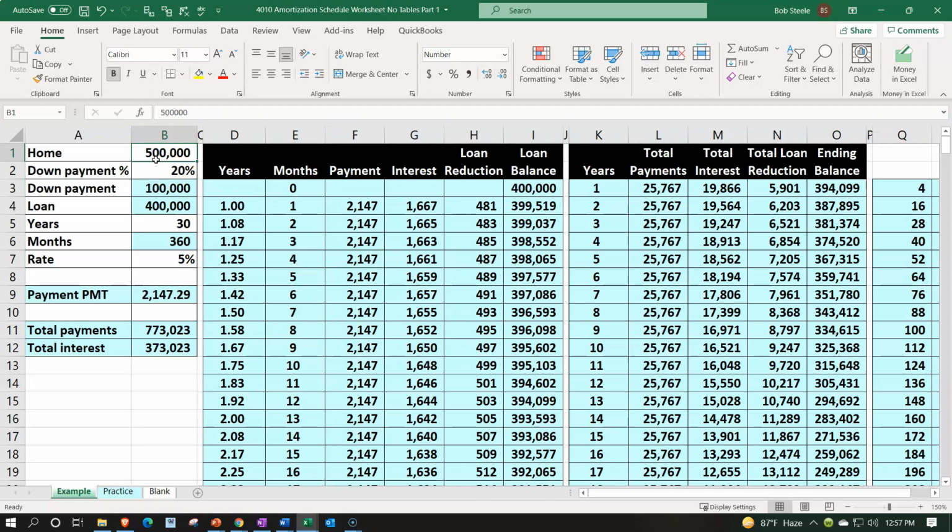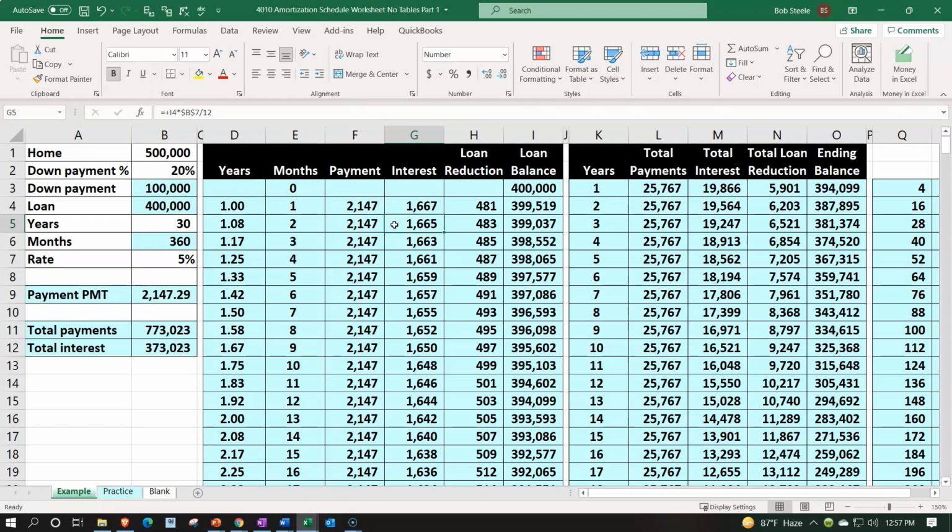right automatically. And that allows us to have a worksheet to run different scenarios, so we could change things such as the home value, the percentage down payment, the dollar amount of the down payment, the loan amount, the term of the loan in years, the months of the loan, the rate. We could change those things and have them update our worksheet automatically. That's going to be the objective.